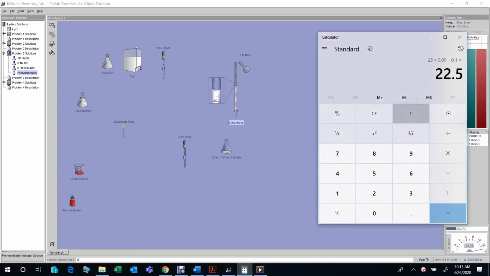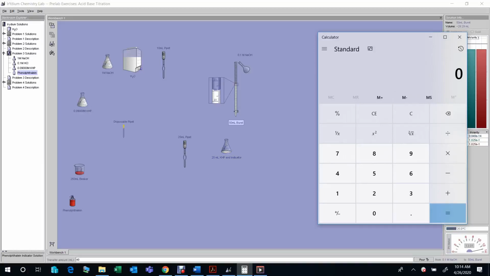So the initial reading is how much? It's 50, and then here the final reading is around 22. That means we add about 28 milliliter solution. 28, and then we can stop here, and we need to keep this volume, and we can do some rough calculation and find that 28 milliliter solution should be enough for the titration, right?